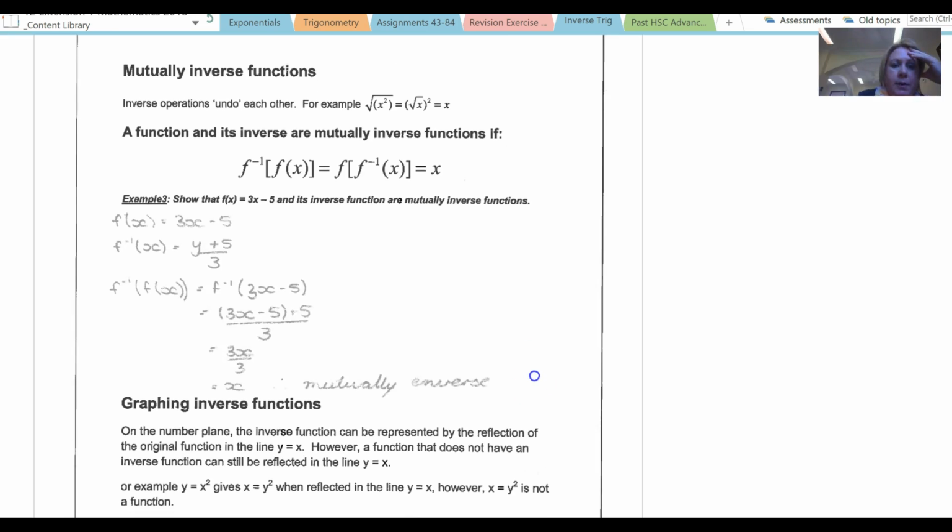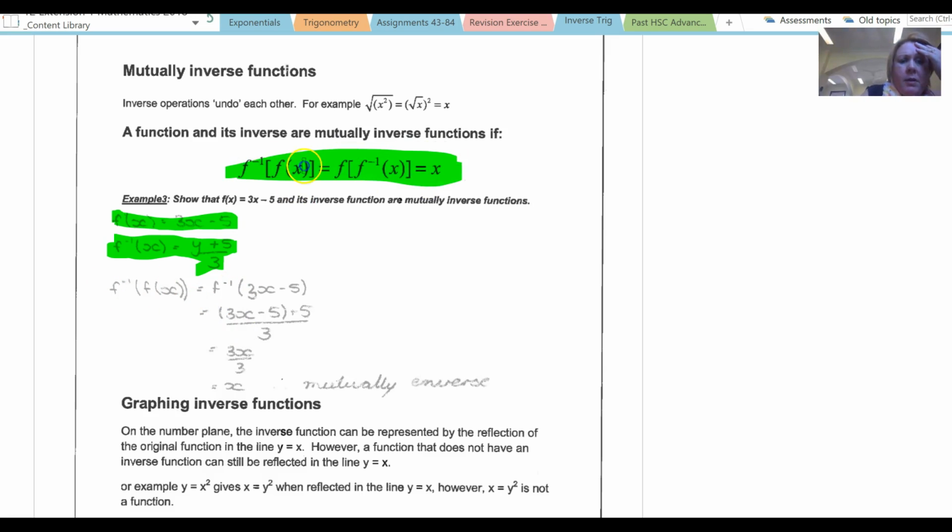Okay, mutually inverse functions is where one undoes the other. So show that if f of x is 3x minus 5 and its inverse function are mutually inverse functions. So if the function is 3x minus 5, I found the inverse function to be y plus 5 on 3, and I've substituted into the formula.